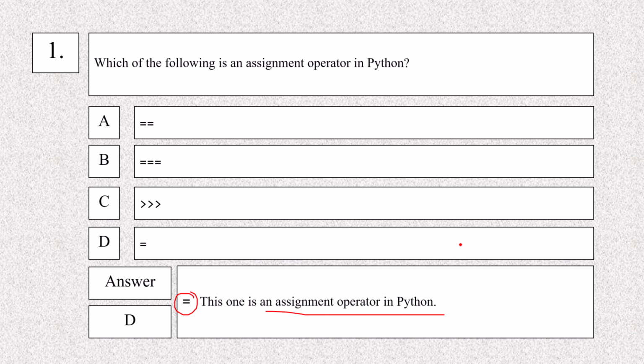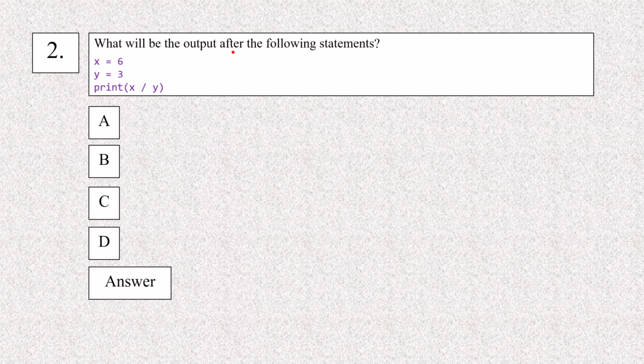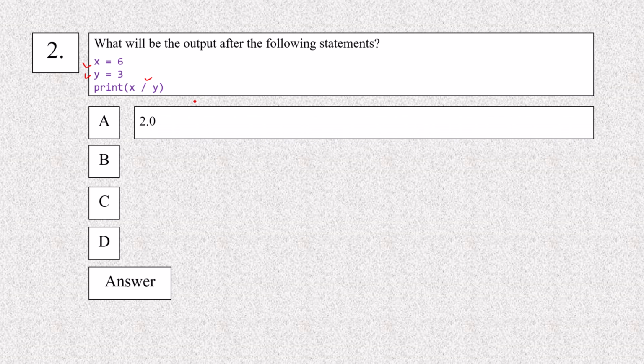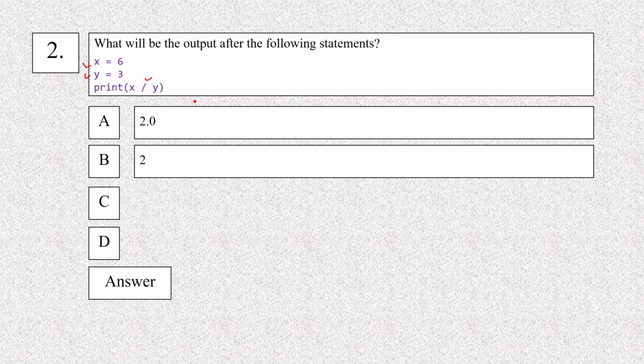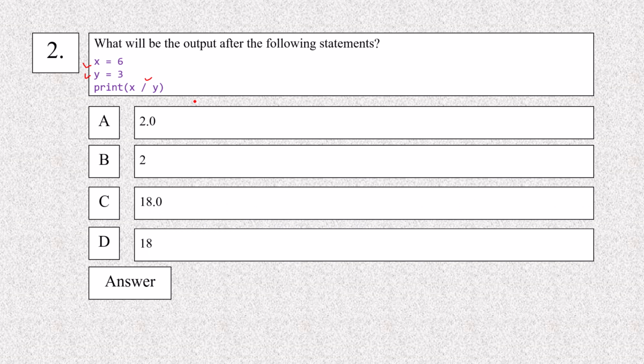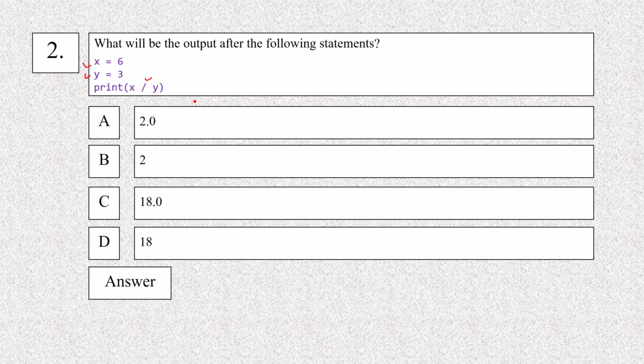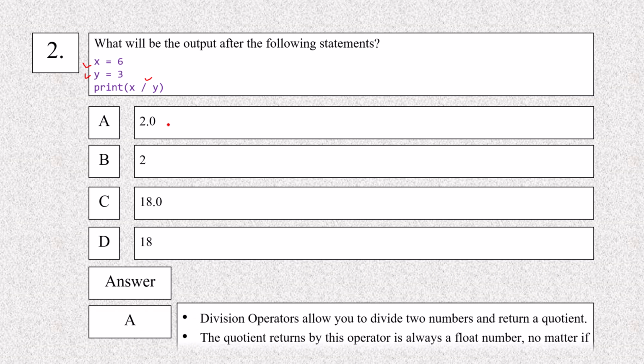So now I'll see the next question. Question number 2. What is the output after the following statement? You can see here we have two variables x and y, and the value of x is 6, which is integer, value of y is 3, which is integer, and this one is divide operator, and we are dividing x by y, and you have to tell the output of the following statements. Here is our option A 2.0, option B 2, option C 18.0, option D will be 18. The correct answer here will be option A.